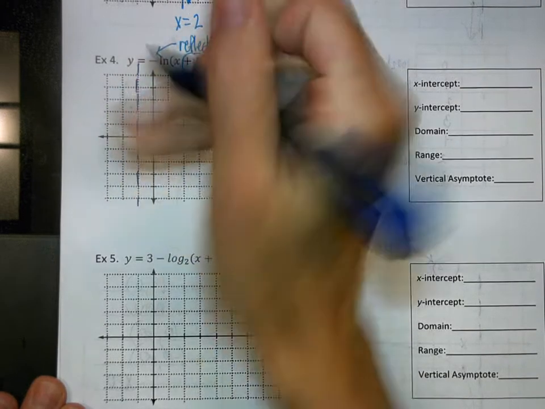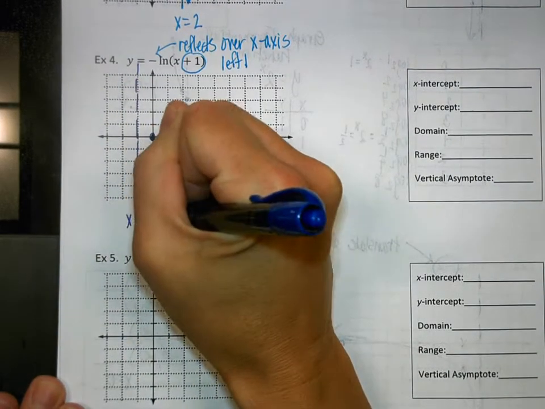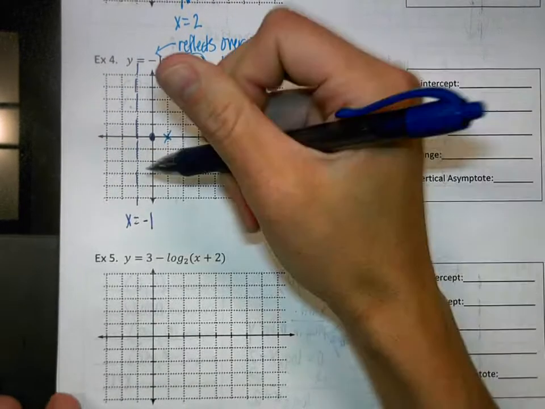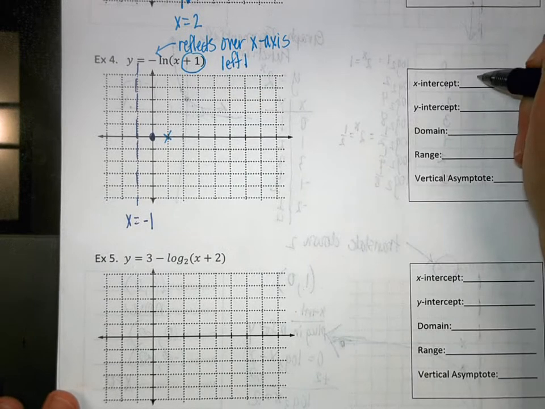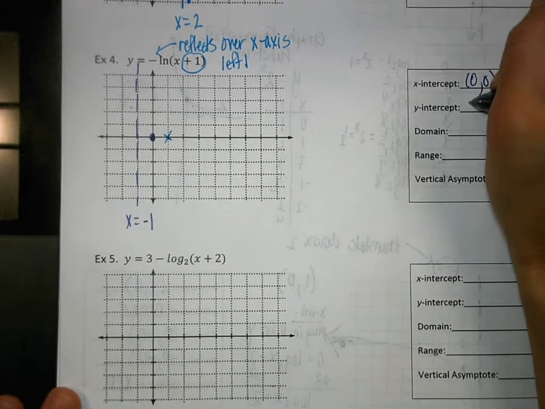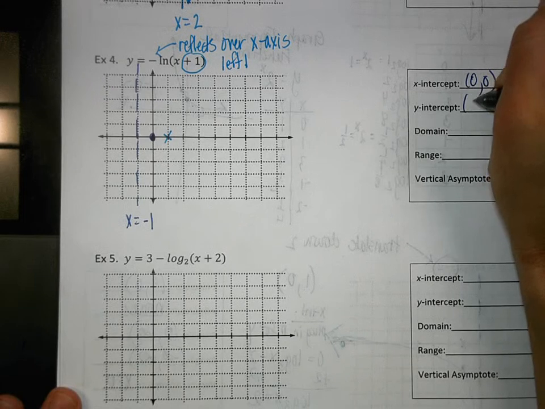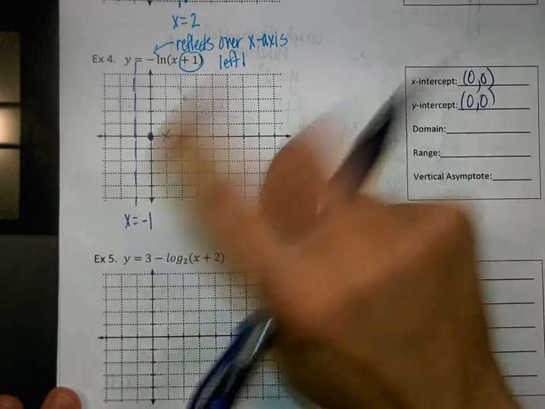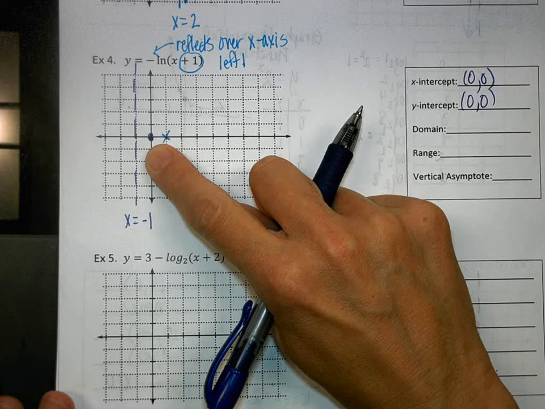So that's at x equals negative 1. So right now, if I go over here, what's my x-intercept? 0, 0. What's my y-intercept? It's also 0, 0, right? They're both there at that point, so it's crossing the x and the y on this one.